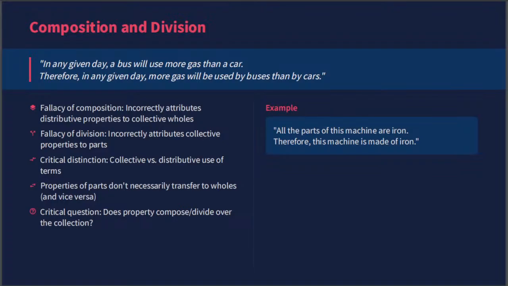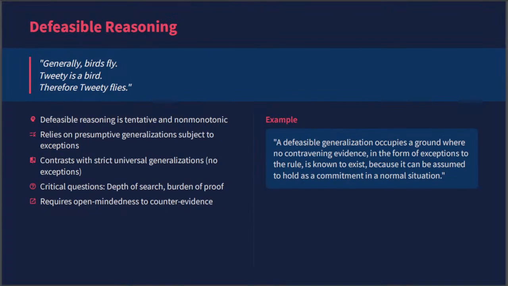So again, there's a lot of distinctions in here with composition and division. Then we get to defeasible reasoning. It gets a little complex here, so this is an easier one to grasp, I think. Generally, birds fly. Tweety is a bird. Therefore, Tweety flies. A defeasible generalization occupies a ground where no contravening evidence in the form of exceptions to the rule is known to exist, because it can be assumed to hold as a commitment in a normal situation.